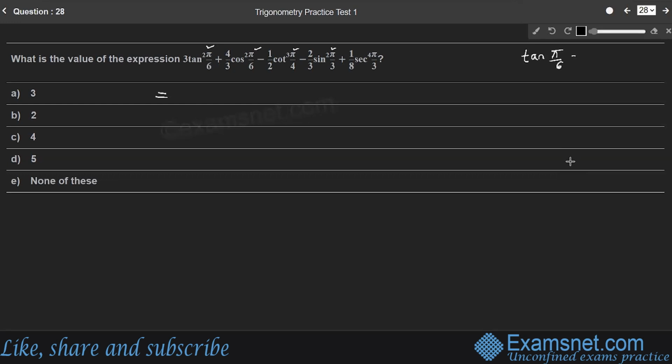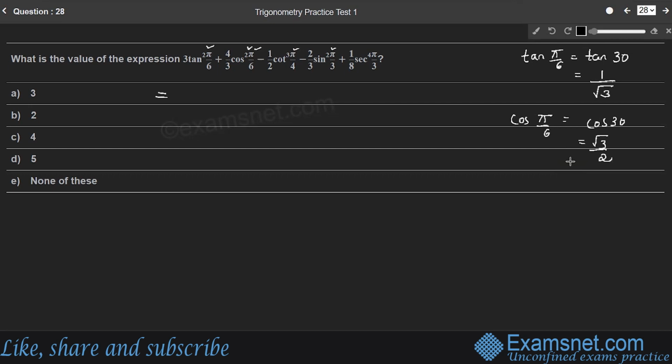What is pi by 6? It is nothing but 30 degrees, since 180 by 6 is 30 degrees. So tan 30, what is the value of tan 30? It is 1 by root 3. Next we'll consider cos pi by 6, which is again cos 30. Cos 30 is root 3 by 2. You should know all these values.